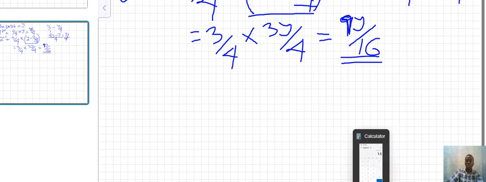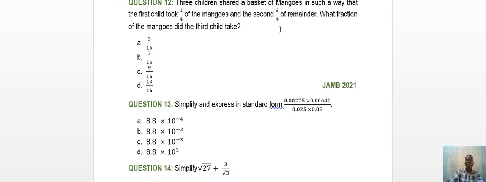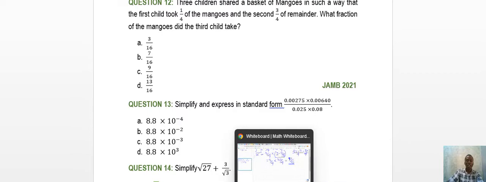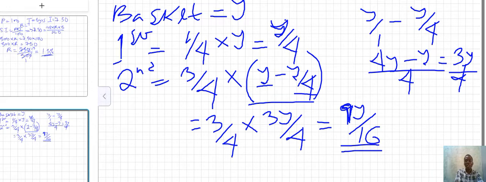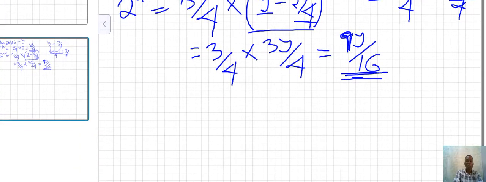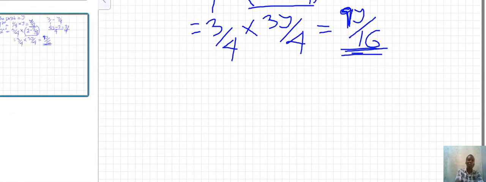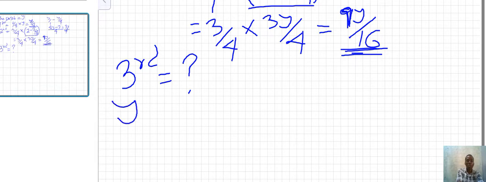Now let's look at the third statement. The third statement says, what fraction of the mangoes did the third child take? Now that is the question, and that is the question we want to find the solutions to. Now we have the parts of the first child, what he took. We have what the second child took. And what will the third child now take? Remember, the third child is what we want to look at. Now remember that the total mango is y. Let's just assume what the third child will take to be x.